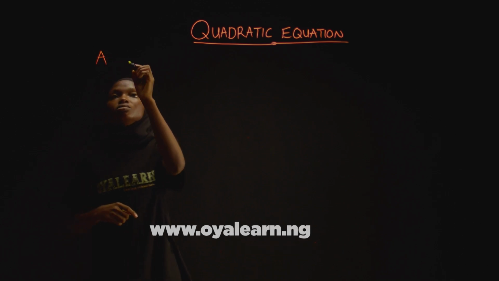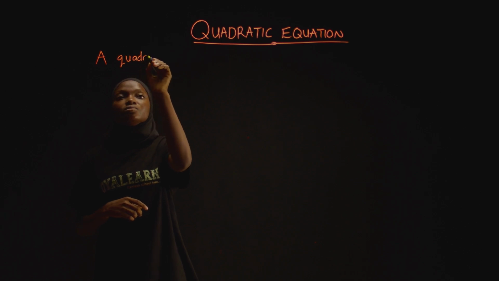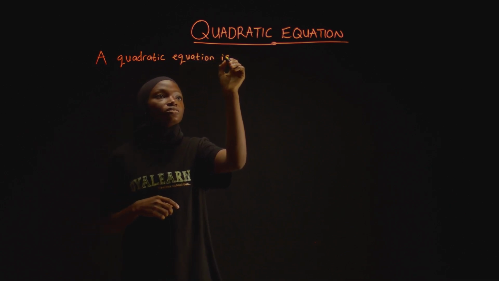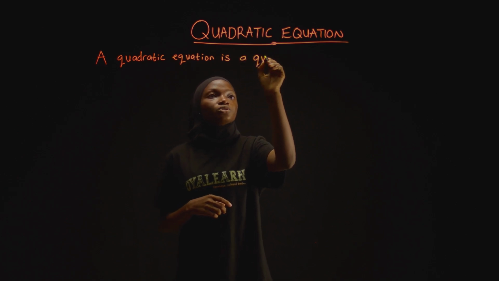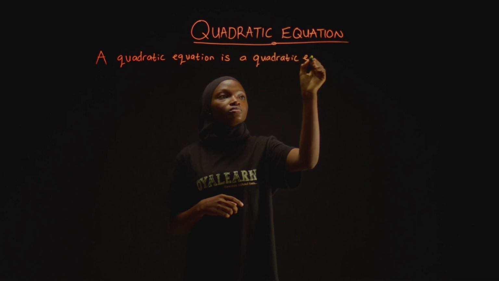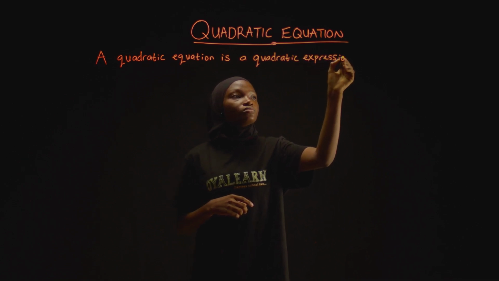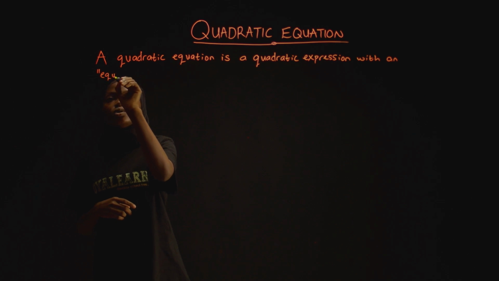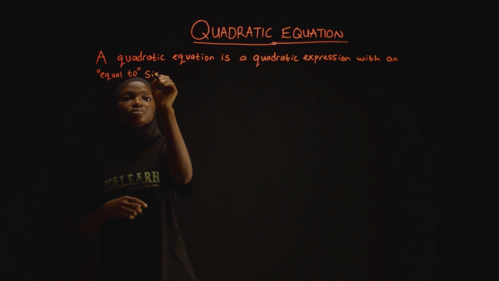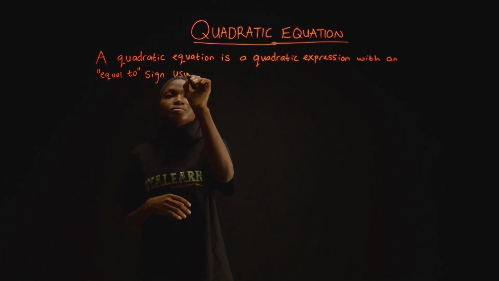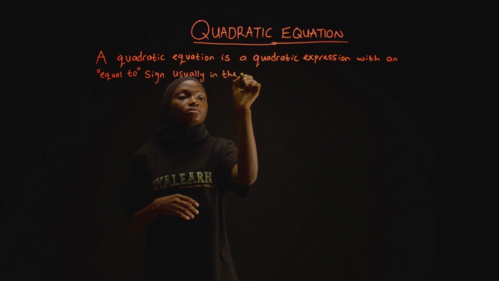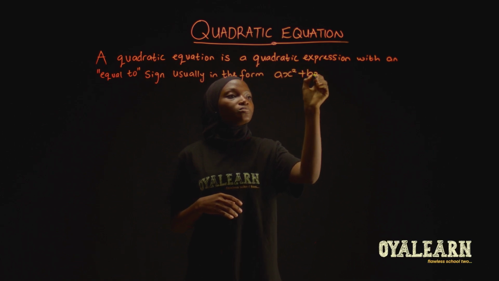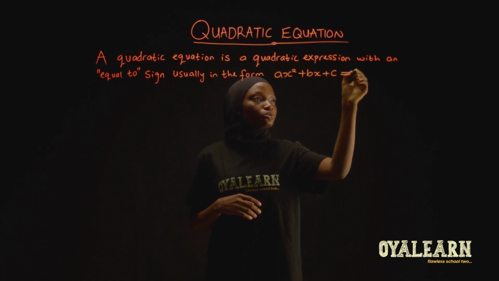A quadratic equation is a quadratic expression with an equal to sign, usually in the form ax squared plus bx plus c equal to 0.